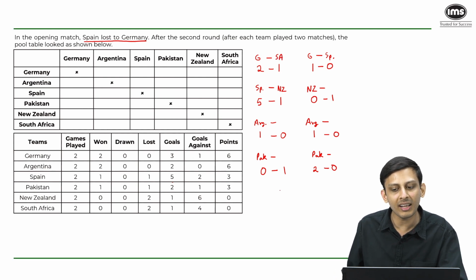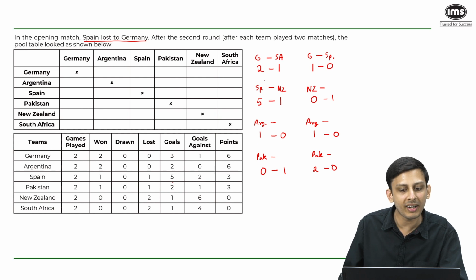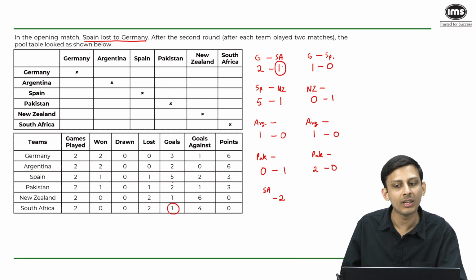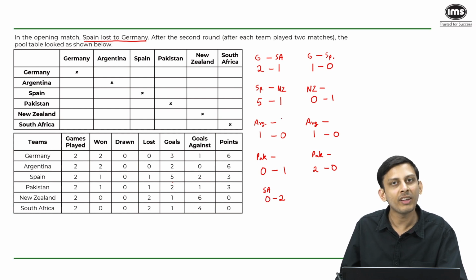And therefore, South Africa's other match. See, South Africa is conceding 4 goals in total. So out of the 4 goals, 2 goals it will be conceding here. Other 2 goals it will be conceding in its other match. And also, South Africa is scoring 1 goal in total, which is already here in this match. So in this other match, it will be scoring 0 goals. Now we have all the matches.